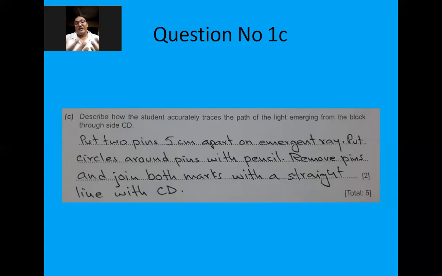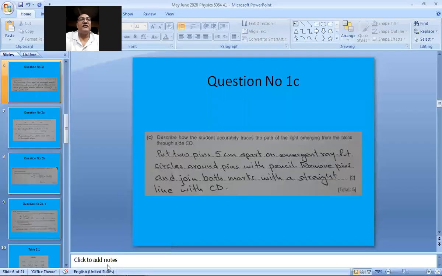So you can see my written answer is: put 2 pins 5 centimeters apart on emergent tray. Put circles around pins with pencil. Remove the pins and join both marks with a straight line with the CD. So it's a 2-mark question, and by this part, we have reached the end of this question.